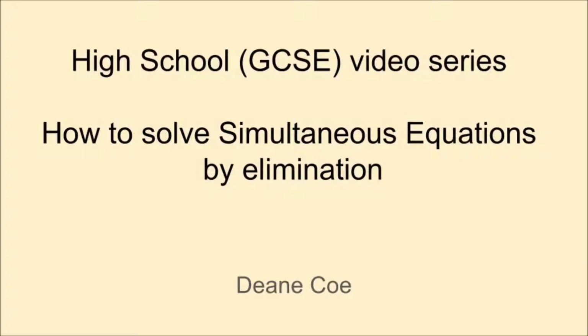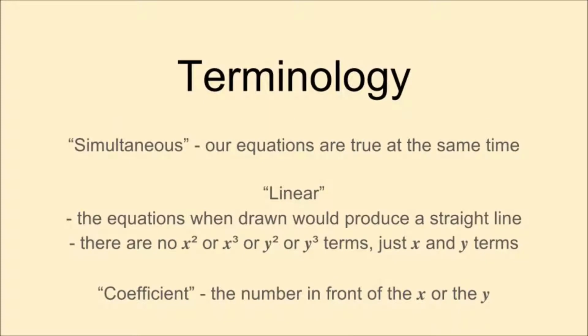Today we're going to be looking at how to solve simultaneous equations by elimination. That's eliminating one of the variables, either x or y. So first of all, some terminology. What do we mean by simultaneous? It just means our equations are true at the same time.